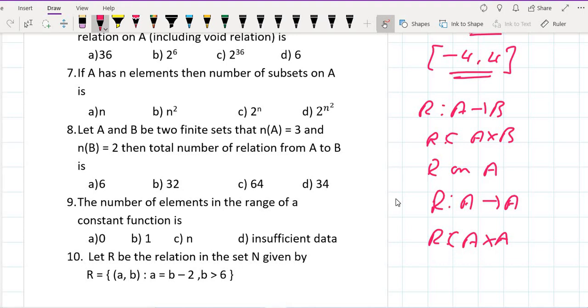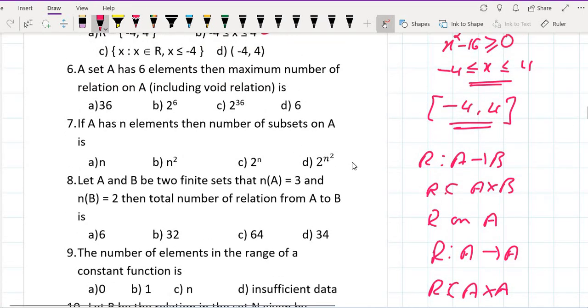So now A has how many elements? A has 6 elements. So A cross A has how many elements? 36 elements. So how many subsets we can form? 2 to the power 36. So relation is a subset. So how many relations we can form? 2 to the power 36. So option C is the correct answer.